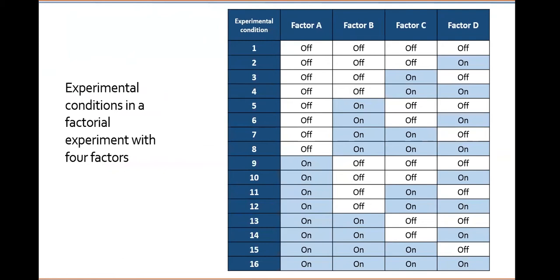I'm showing you this for a couple reasons. One, in case you've never seen a large factorial experiment before, it's a good idea to get a sense of how you make up the experimental conditions in a factorial experiment. That's one reason. But the main reason is I want to use this to show you why it is that factorial experiments make such efficient use of experimental subjects.